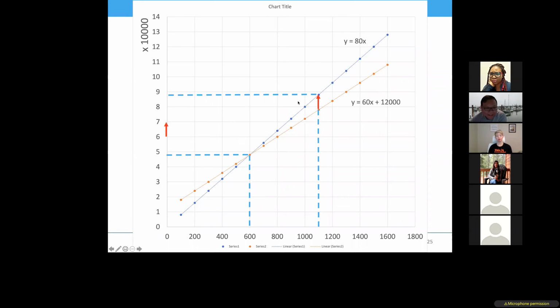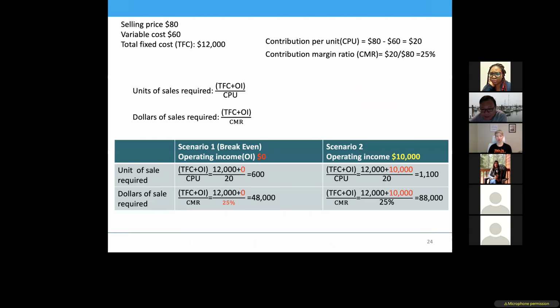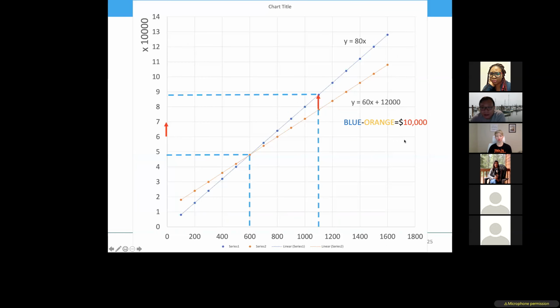Yes, Professor. But if you don't like the graph, that's fine. You just use this equation, that's quicker for the calculation. So again, blue minus orange is the 10,000. I use this red arrow to measure 10,000 on the graph, and then I move it, and this gap fitted best at this location. If you use the equation, blue is 80x, orange is 60x plus 12,000, and you solve x equals 1,100. So this is the first approach, the mathematical equation approach. And the expected sales in dollars is just the expected units of sales times the unit selling price of 80, right?